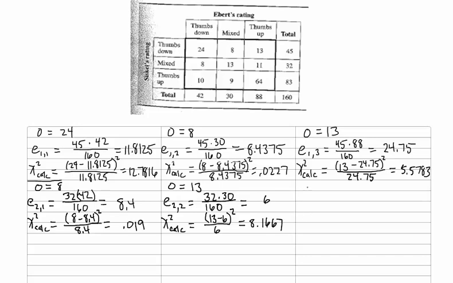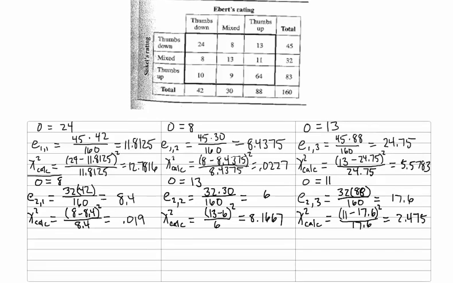For row 2, column 3, our observed value was 11. Our expected value is 32 times 88 divided by 160, and this is equal to 17.6. And then our chi-squared calc is equal to 11 minus 17.6 squared divided by 17.6, and this is equal to 2.475.